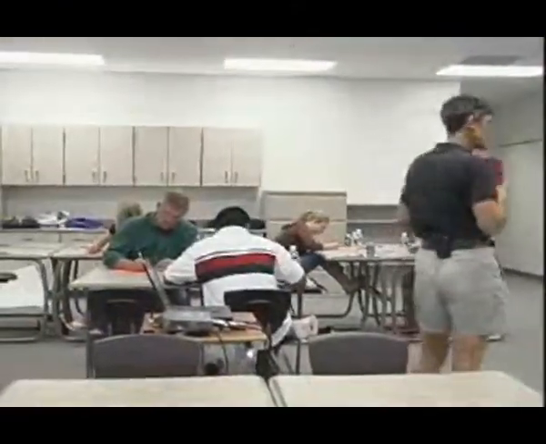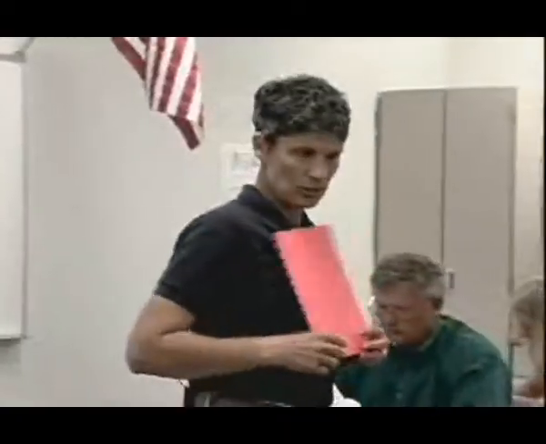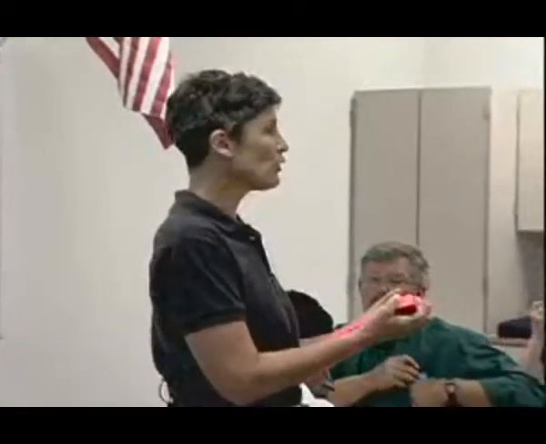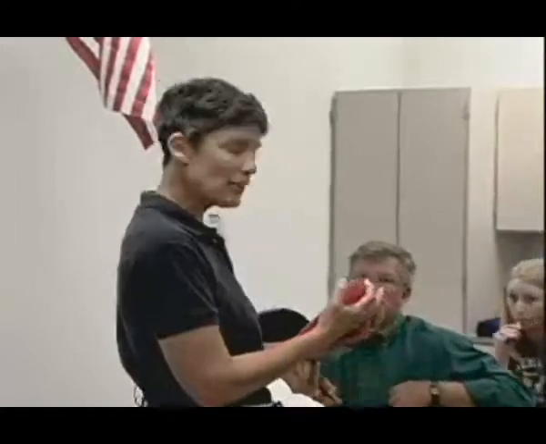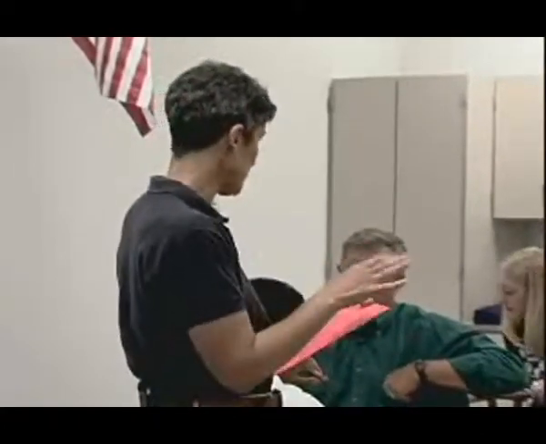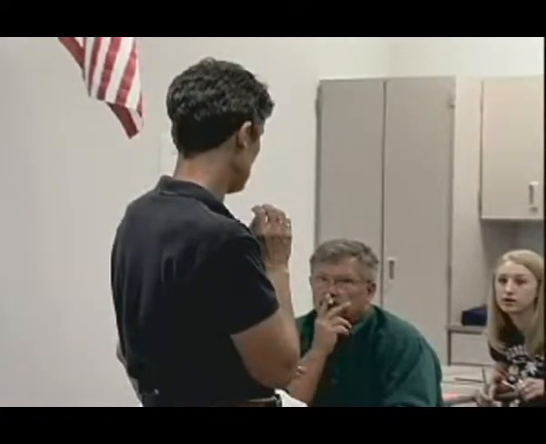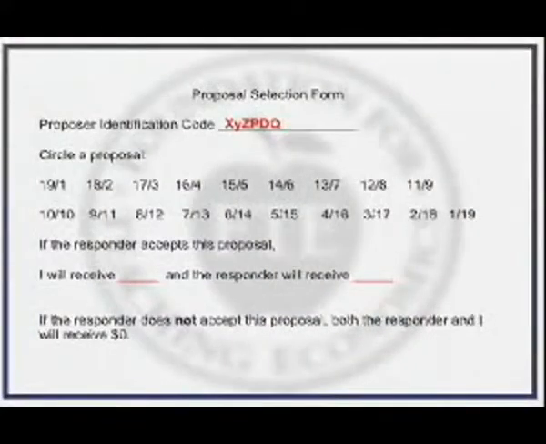Okay, now the proposal is this. I am giving you and a partner $20. You don't know who that partner is. I don't know who that partner is, and we will never know. Okay? It's going to be completely anonymous. You are the proposer, and your job is to propose how that $20 be split. And the different splits are listed there.